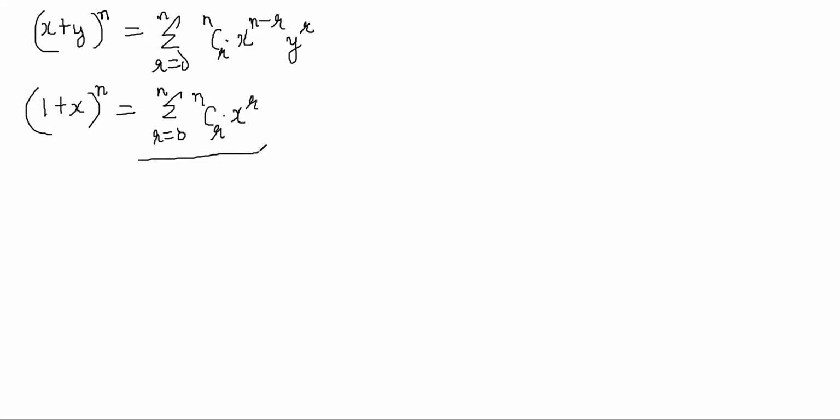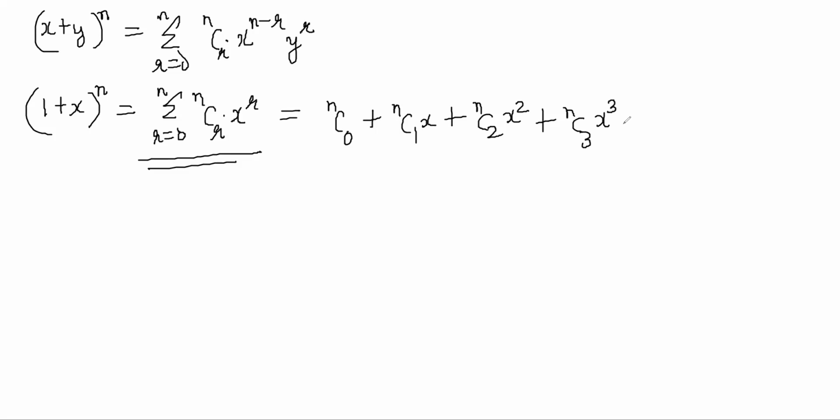So this is the series, right? When you write it out, when you expand it, it becomes nc0 plus nc1x plus nc2x square plus nc3x cube, and so on till ncn x power n, right? Sometimes when you write the combinatorial coefficients, you don't write nc0, you just call it c0. It is understood that there is n on top. So that is just a shortcut way of writing.